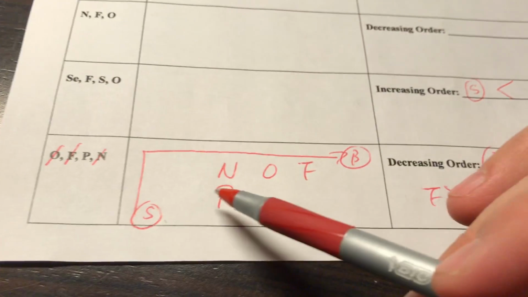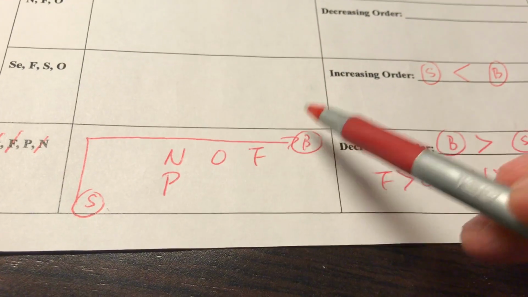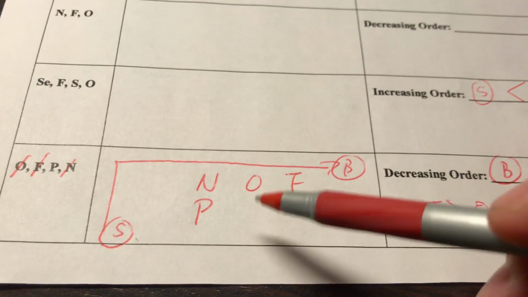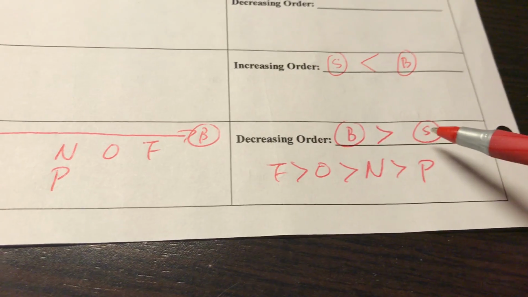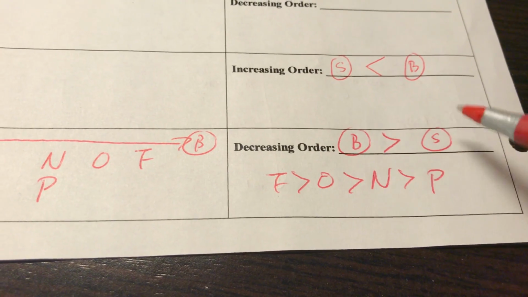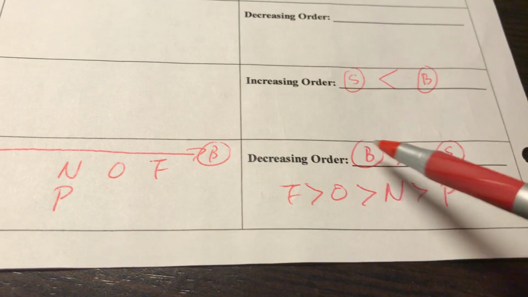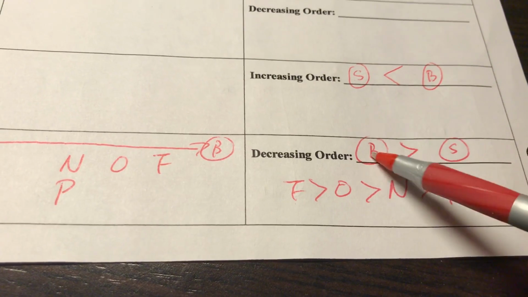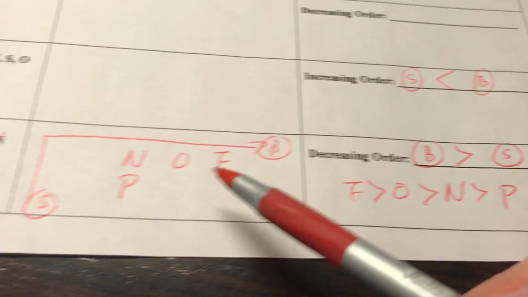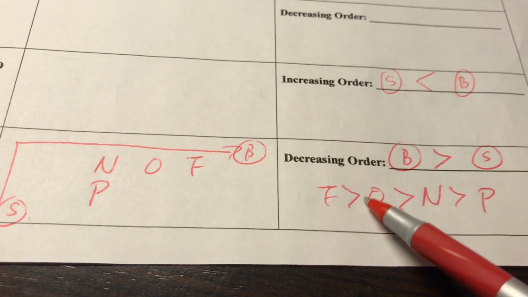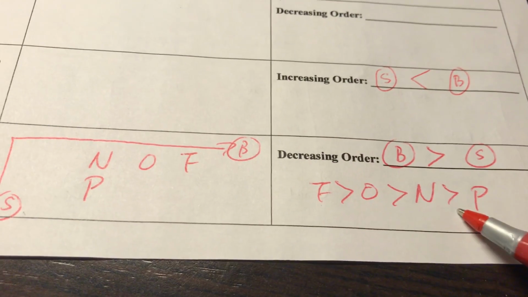So on the last question, with these non-metals, we draw the trend, big and small, and then we arrange the elements from the periodic table. Because this is decreasing order, we say decreasing is from big to small, and the mouth is always facing the big side. So we use this symbol, and we should start from big, which is F, because F is near the big side. So it's going to be F bigger than O, bigger than N, bigger than P.